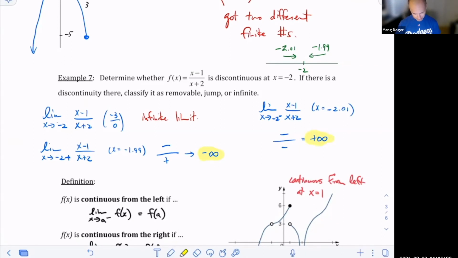So regardless, the answer is still an infinite limit. I just wanted to review these one-sided calculations because I'm expecting this on Wednesday. Okay. Are there any questions about example 7?